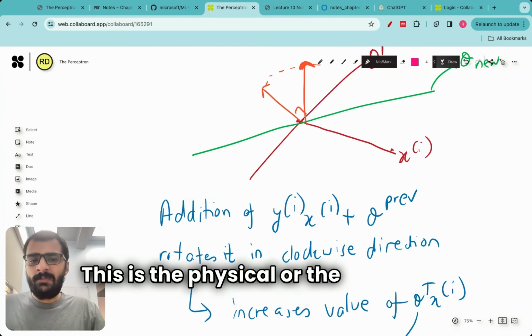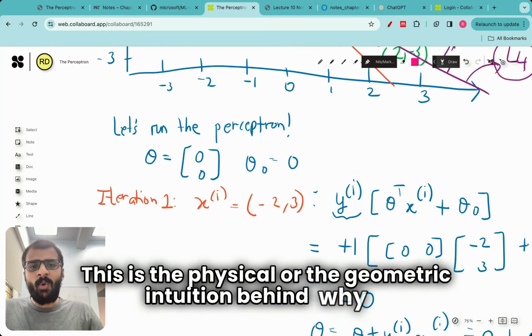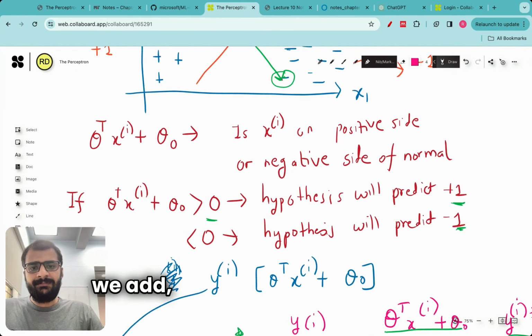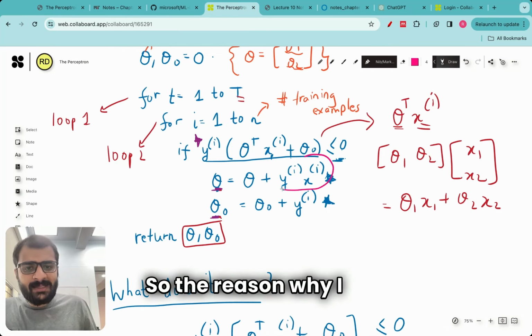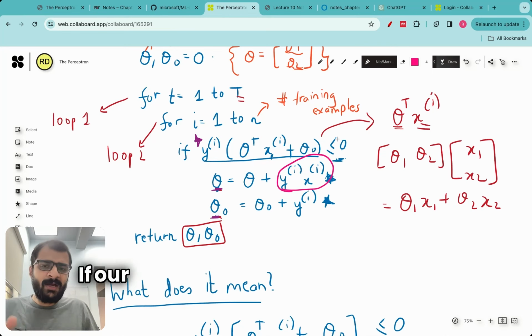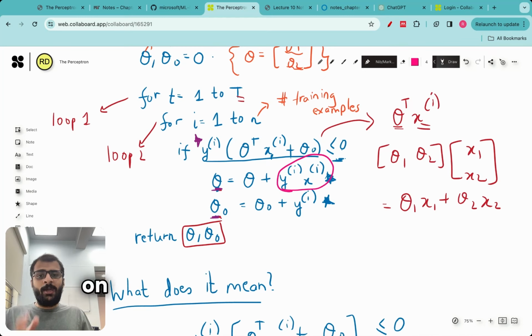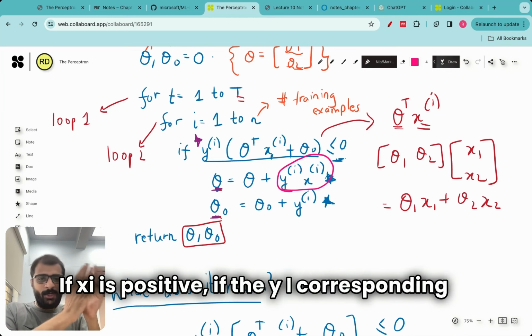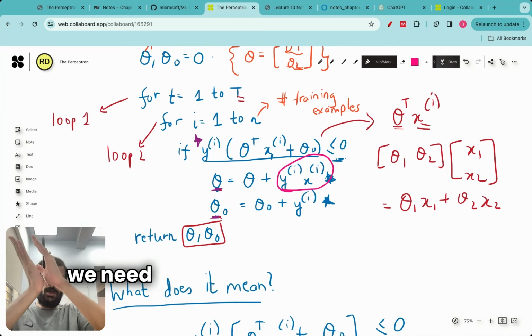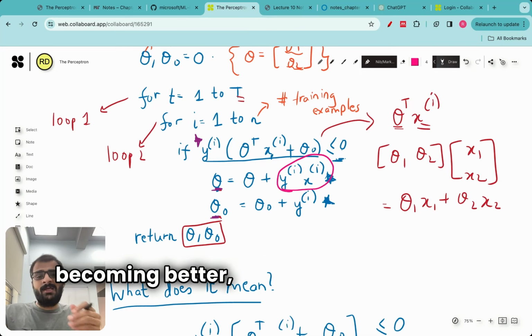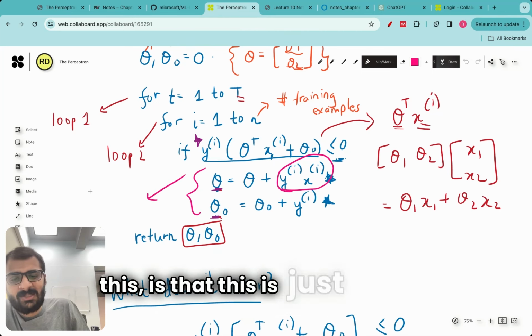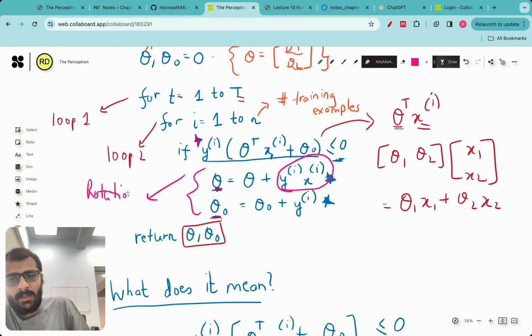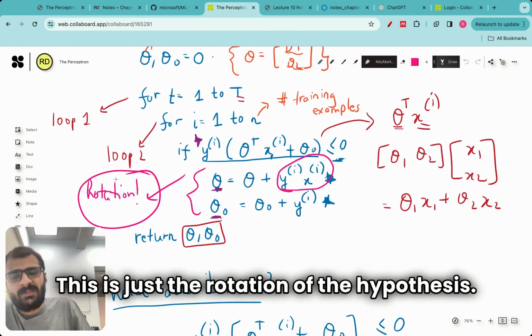This is the physical or the geometric intuition behind why we add yixi here. The reason yixi is added in updating theta is if our current hypothesis is making a mistake on xi, we need to rotate it clockwise. If the yi corresponding to xi is positive, for the example which we saw, we need to rotate it clockwise so that it starts becoming better, so that it starts making correct predictions. So the intuition behind this is that this is just a rotation. This is just the rotation of the hypothesis.